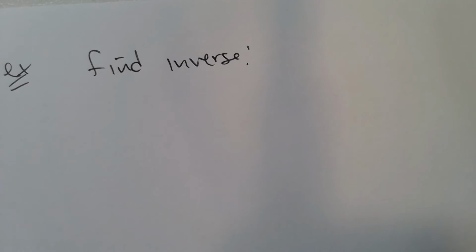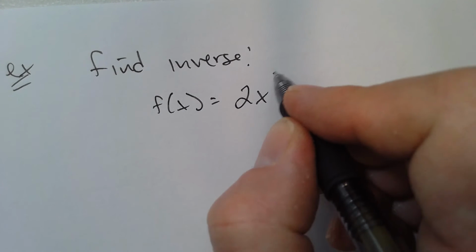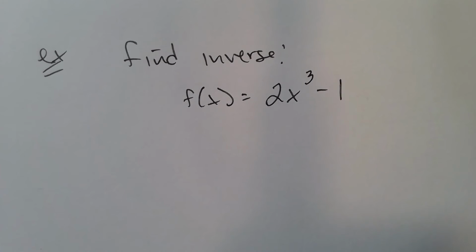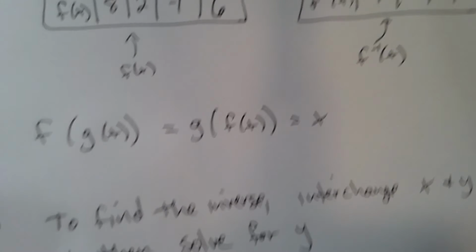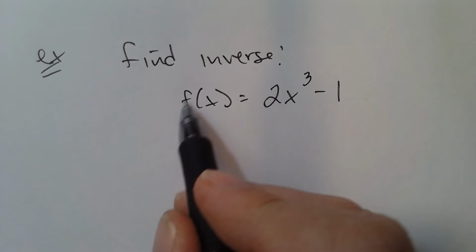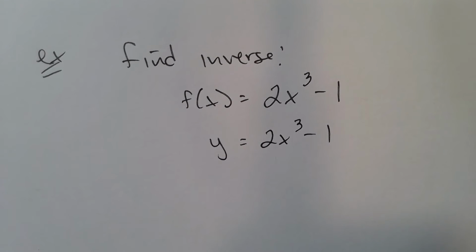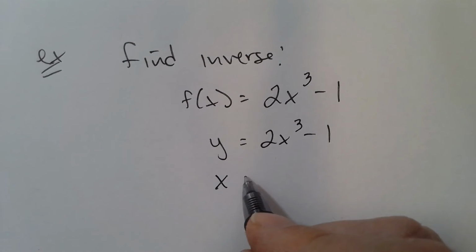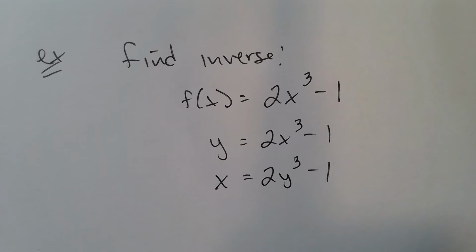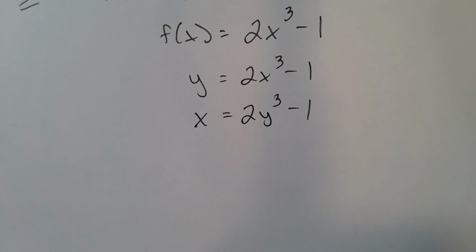Find the inverse. So let's say f of x equals 2x cubed minus 1. Alright, so to find the inverse, we have to interchange x and y and then solve for y. So think of this f of x as just y. And now we're going to switch x and y. So that's now x equals 2y cubed minus 1. So we've now interchanged x and y. Now we just have to solve for y.